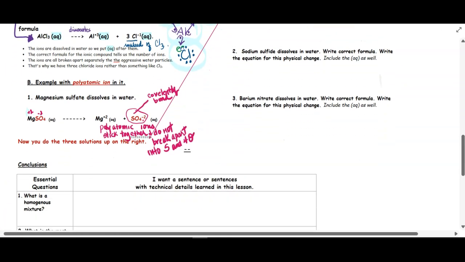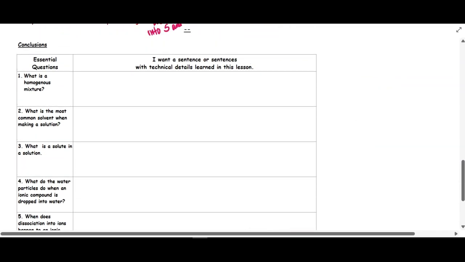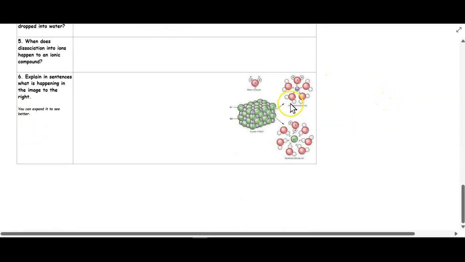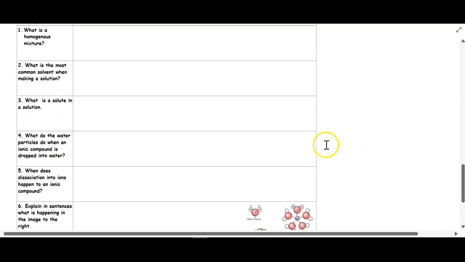All right, then what I want you to do is answer these questions. I want a sentence or sentences with technical details learned in this lesson. All right, and then the last one, I want you to explain in sentences what's going on in this image. I don't want you to just label it because it's kind of already labeled. I want you in sentences to describe it. All right?